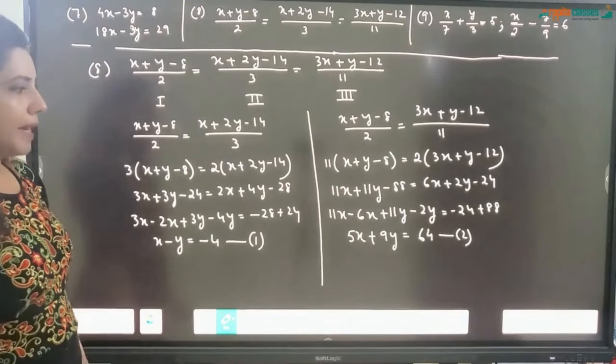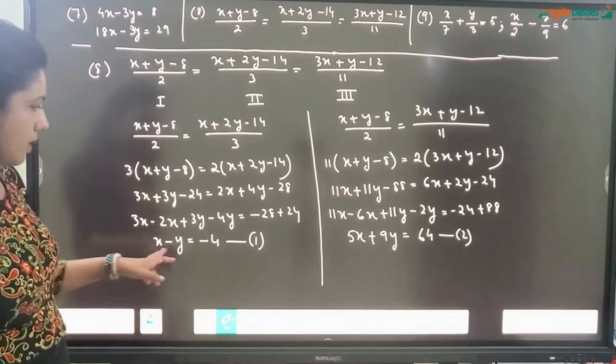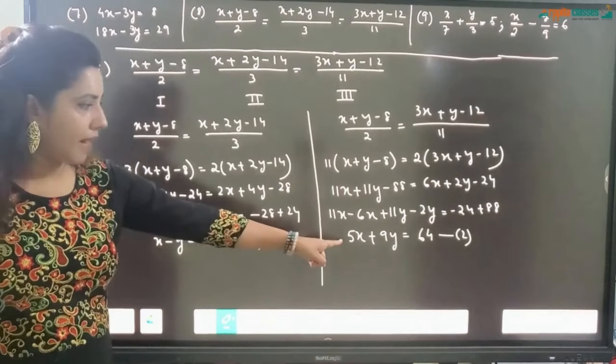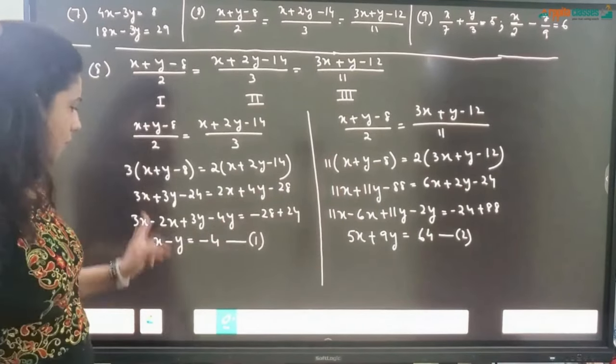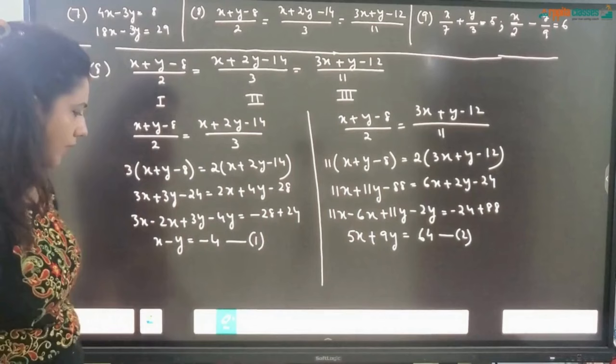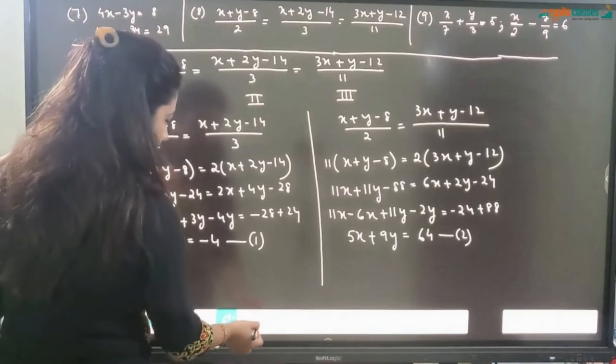One is x - y = -4 and the other one is 5x + 9y = 64. So let us solve it by the elimination method. What we'll do is multiply this whole equation number 1 by 5 so that we get 5x, or we can multiply by 9 to get 9y. Anything we can do. Let me erase the first part.